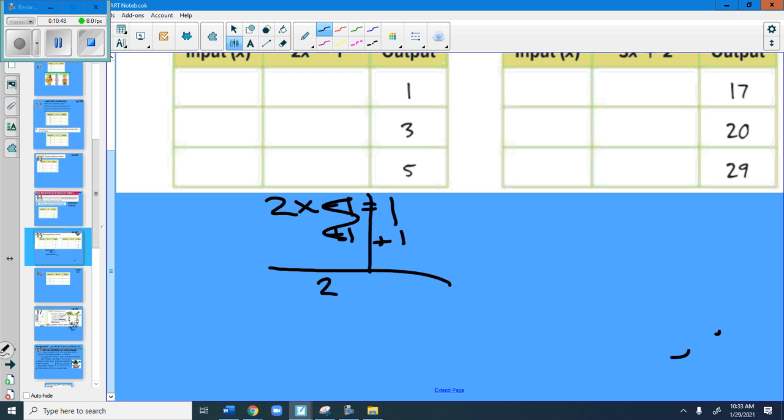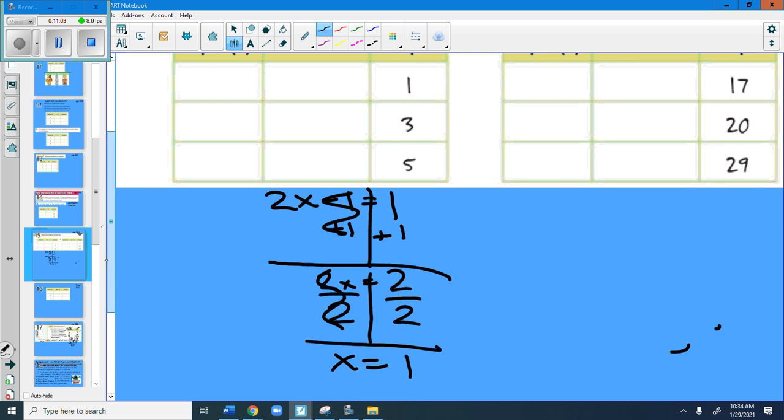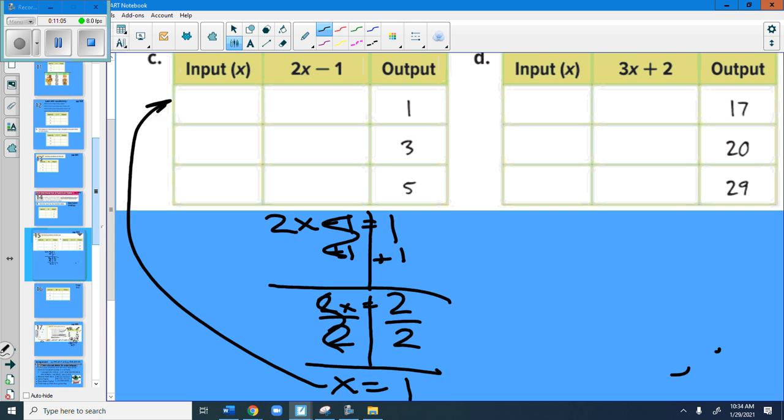Cross off what cancels. 2x equals... Is the variable by itself yet? No, you have to do the train tracks again. The inverse of times 2 is divide by 2, x equals 1. So you got the input, remember, is x. So x is 1.